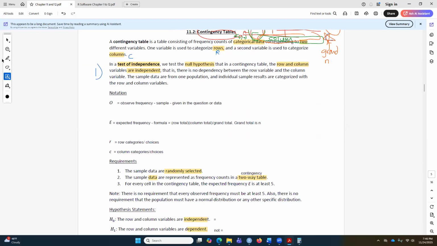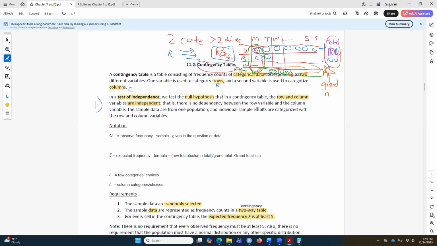And the last requirement is make sure the expected frequency is at least 5. So don't forget, this time you have to do quite a bit. If you have this, you've got 1, 2, 3, 4, 5, 6, 7, 7 times 3. So you have to do all 21 expected frequencies, and you have to figure out that all these 21 expected frequencies are at least 5 on each cell.